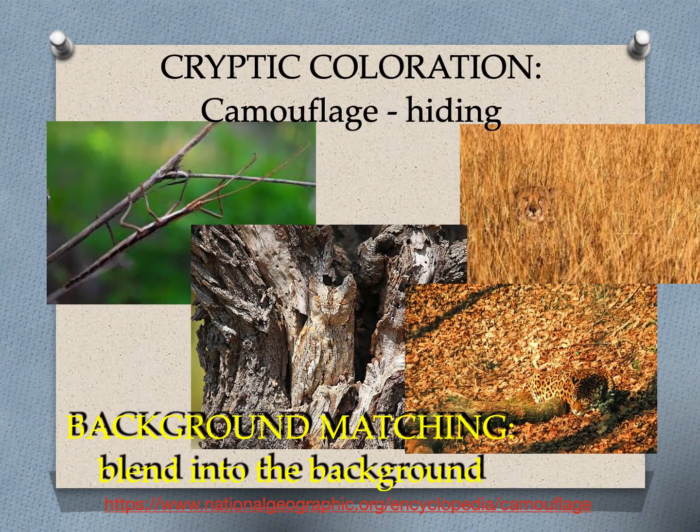One type of camouflage is called cryptic coloration, and that's hiding. Background matching, where you blend into the background. You have from left to right a walking stick. There is an owl that really looks like a piece of wood. I believe it's a jaguar at the bottom and a cheetah at the upper right.